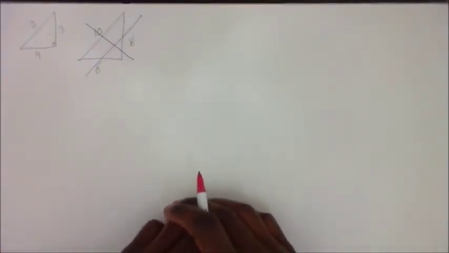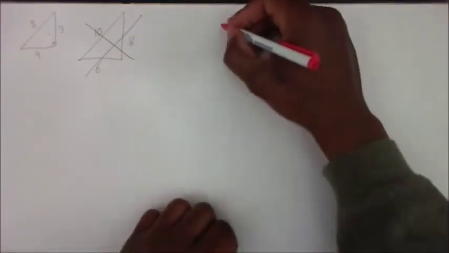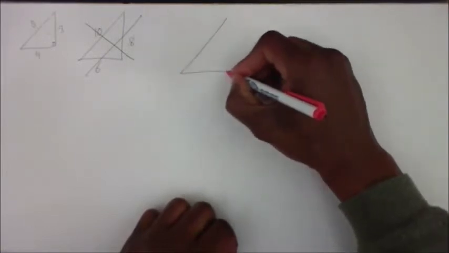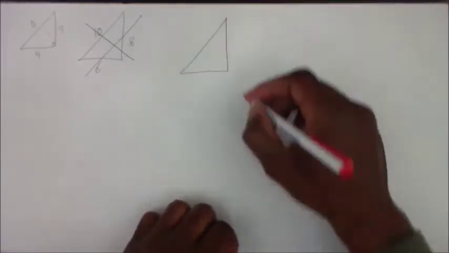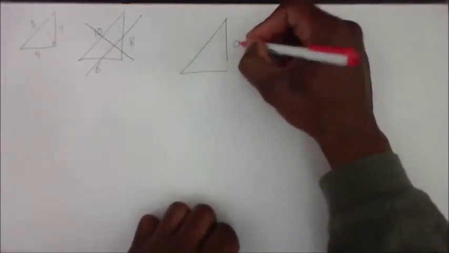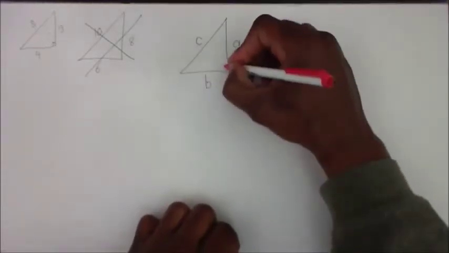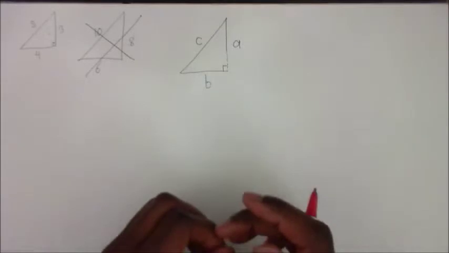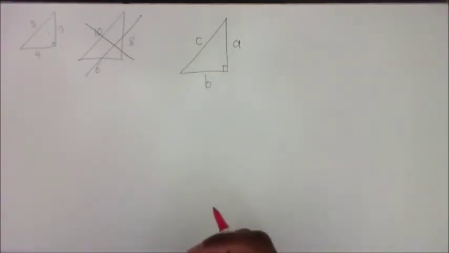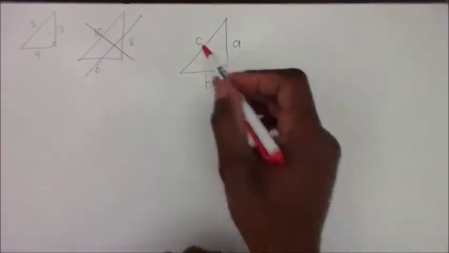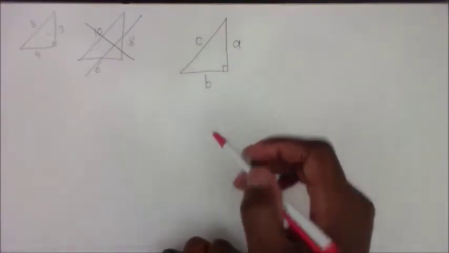To answer this question, first we're going to get a generic right triangle, where we have a side that's A, a side that's B, and one side that's C, and a right angle here indicating that it's a right triangle. And we know that C squared is equal to A squared plus B squared.